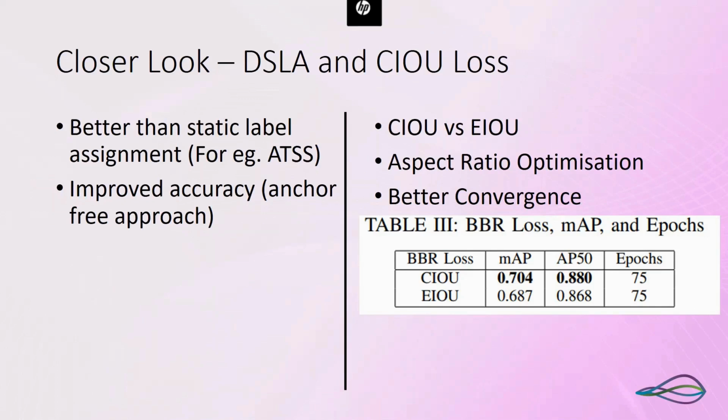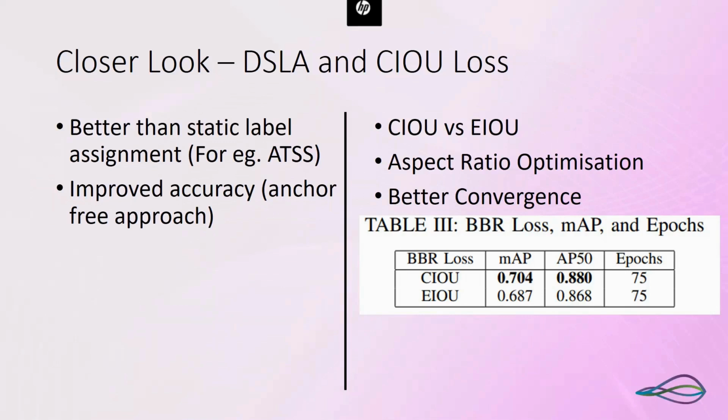Coming on to bounding box, if I draw a bounding box like this, and say this is a rough prediction, how do you optimize it? So there are 2 ways of optimizing it. Either you simply start scaling the aspect ratio, or you separately optimize the height and the width. We tried both the approaches. Both these losses are called complete IOU loss and efficient IOU loss.